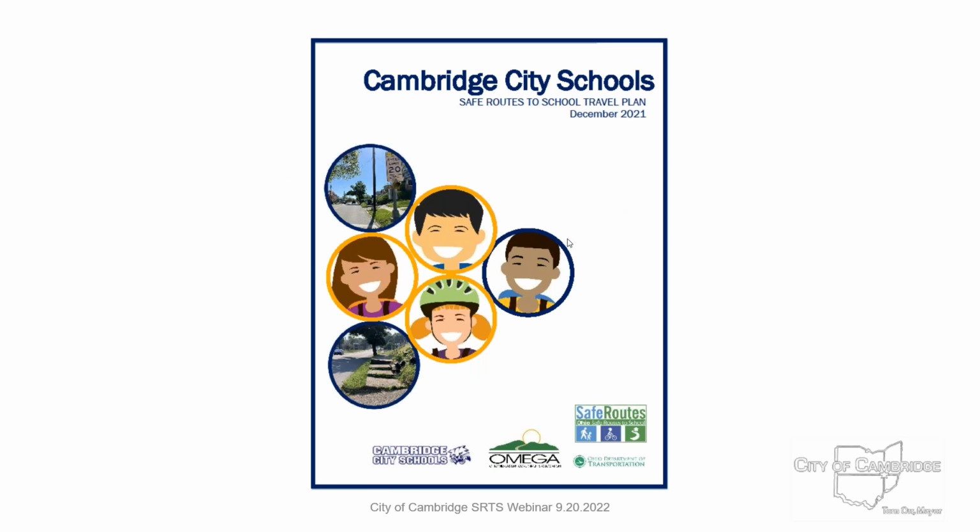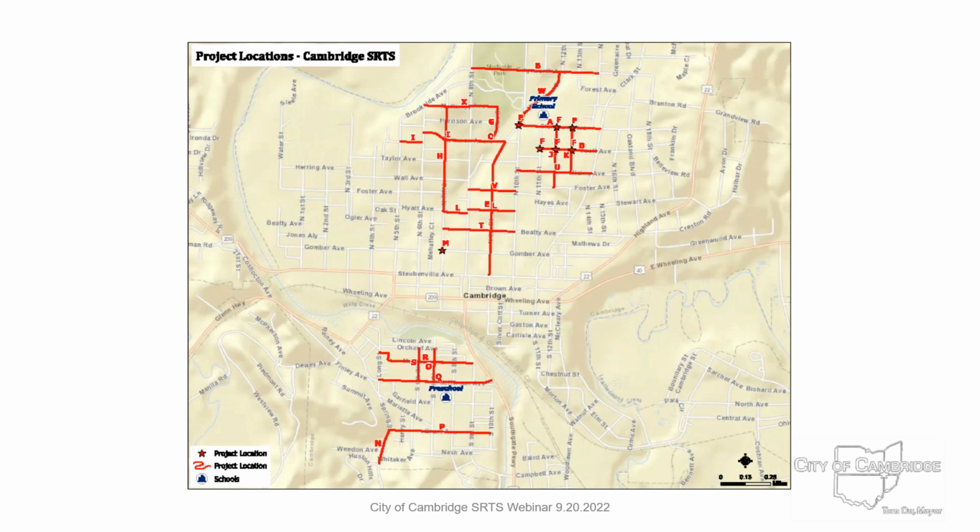So Tim already went in pretty great detail regarding the Safe Routes to School travel plan. The city of Cambridge does have a travel plan, and we work through the projects that are in our travel plan. The travel plan was put together by Omega, which is a corporation here in our area. It was approved by the schools and our city council. Here's just a map from our safe travel plan, and it shows several projects and priorities. You can see we have, I think, A through X on here.